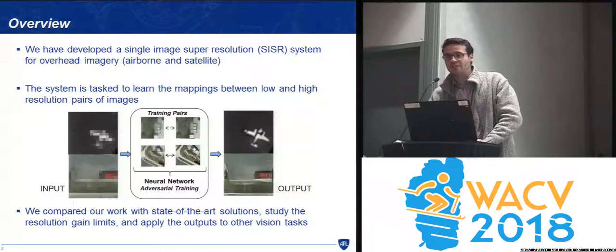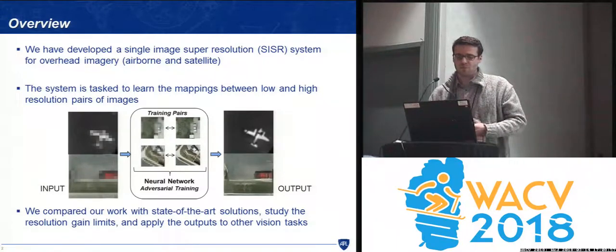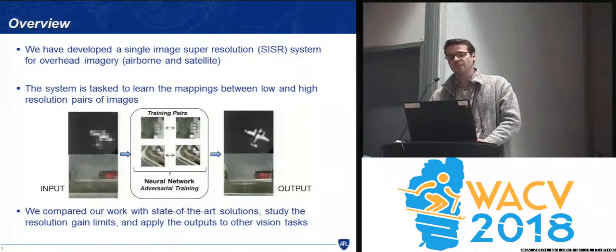So following recent trends in this area, we developed a single image super resolution framework using neural nets for both satellite and airborne imagery. We set the problem as a learning task where we show the network low resolution and high resolution pairs of the same image, and we hope that the network will learn that mapping between the low and the high res so that it can recover all the pixels and the information lost in the acquisition process.